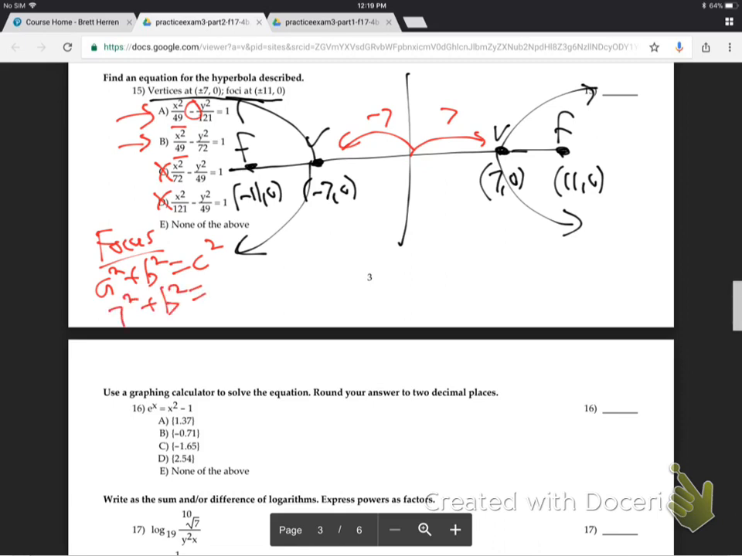And the C, what's the C? Is that from center to focus? Yeah, center to focus. That's always C. 11 squared, huh? We good there? Not making sense?